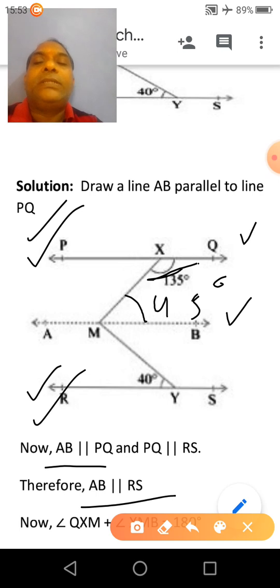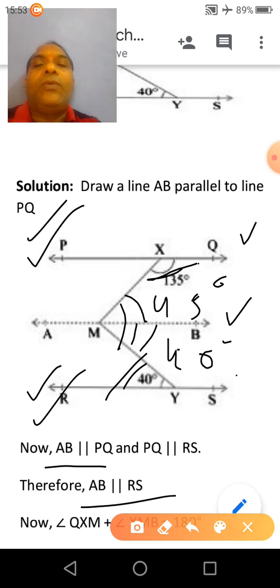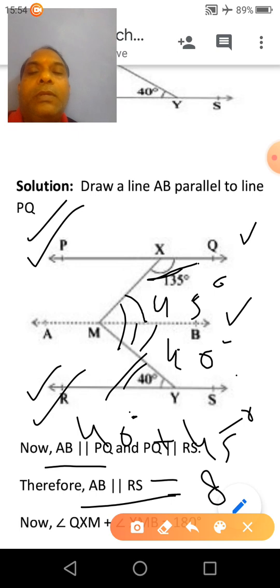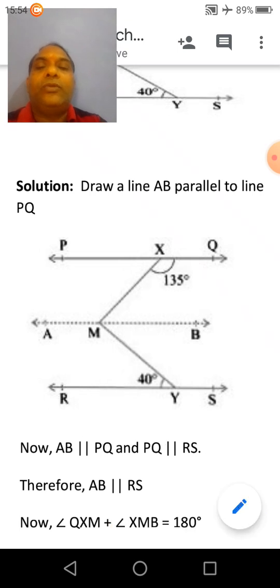Similarly, because RS is parallel to AB, this angle will be equal to this one. So this angle will be 40 degrees. Clear? So angle XMY will be equal to 40 degrees plus 45 degrees, which is equal to 85 degrees. Clear? Very simple.